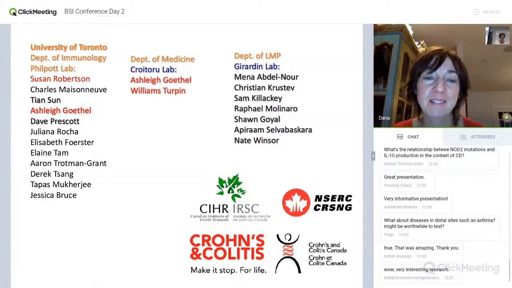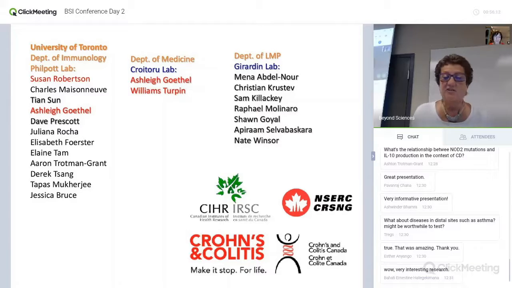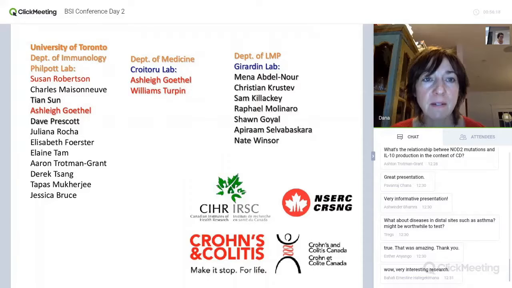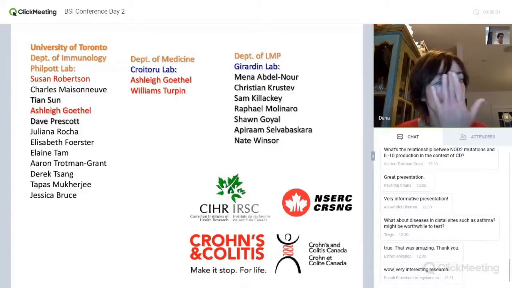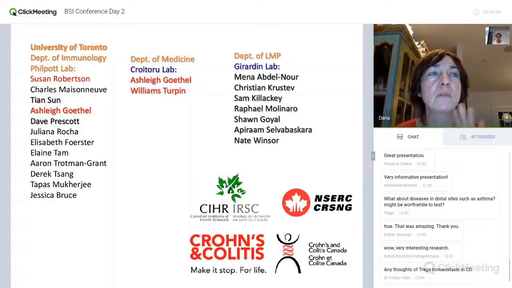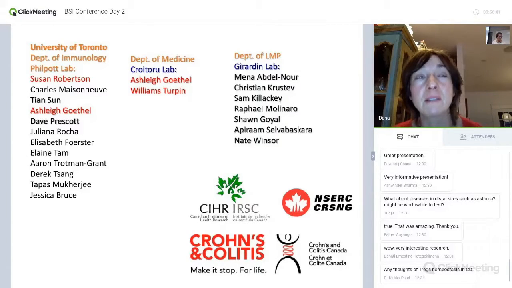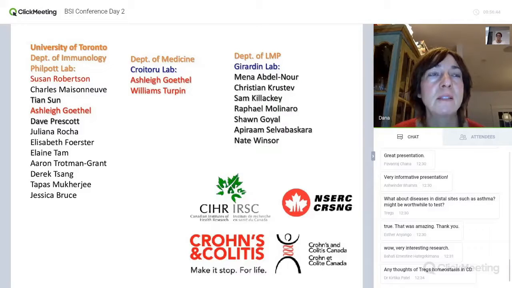Another question: what's the relationship between Nod2 mutations and IL-10 production in the context of Crohn's? So a lot of groups have looked at the IL-10 levels in Nod2 knockout mice, and in the study that I just showed you, we did see a little bit of an alteration in IL-10 in the Nod2 knockout, but it wasn't striking. I think there was just a trend to less IL-10 in the Nod2 knockout mice.